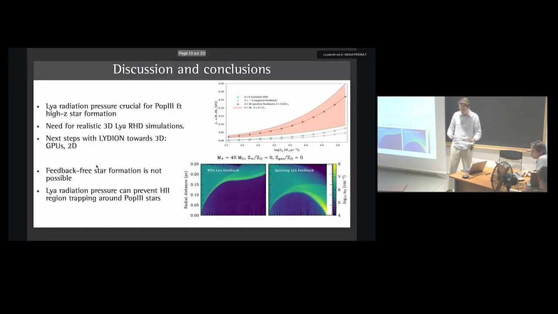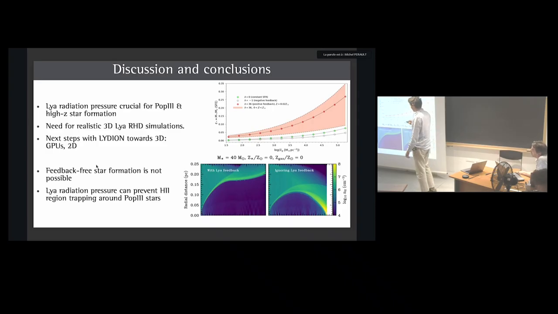So just to discuss and conclude, to make some points. Lyman-alpha radiation pressure is really crucial for POP3 and high-z star formation because we have metal-poor and very dense environments where Lyman-alpha feedback should dominate. And so the final goal, the super goal, would be to go for 3D Lyman-alpha RHD simulations. Of course, it's super difficult, and maybe with some GPU-supported Lyman-alpha code, that would be possible.